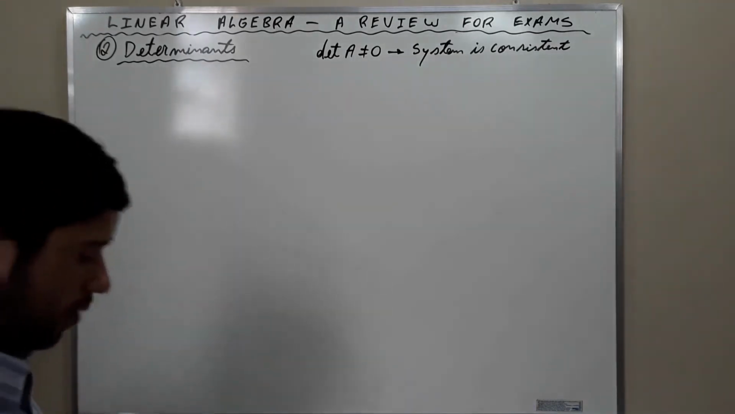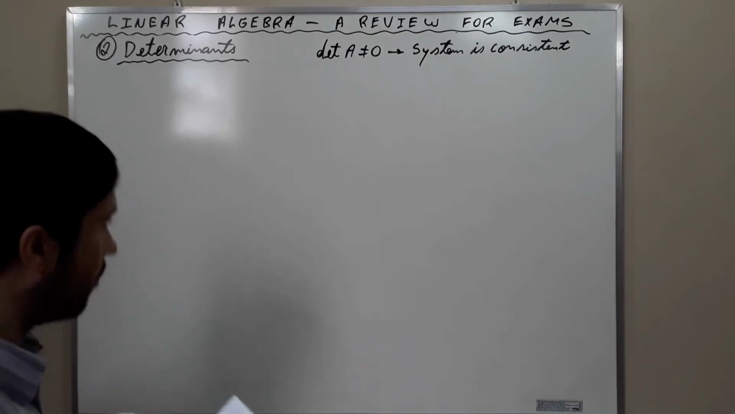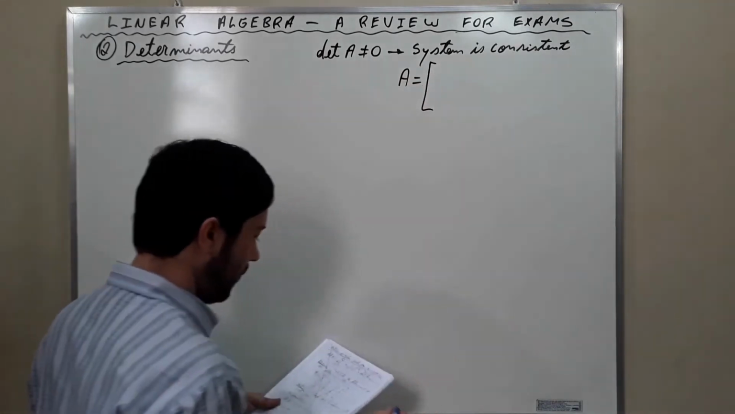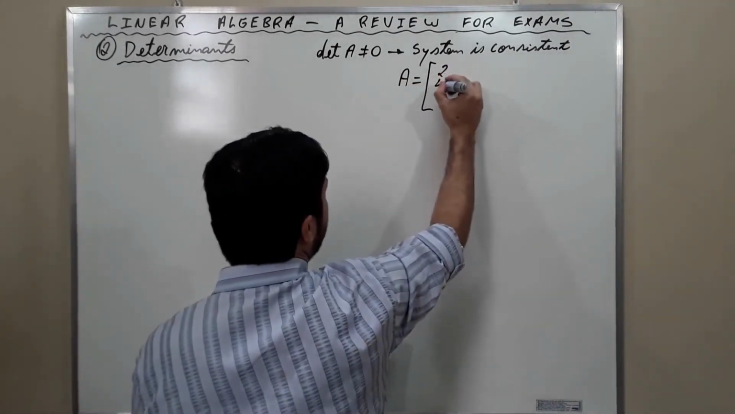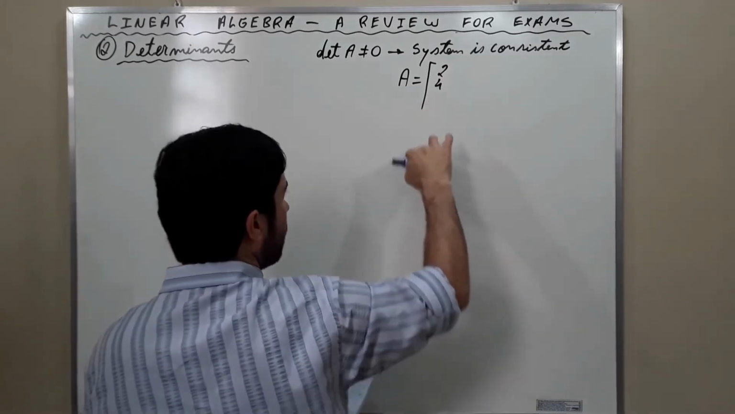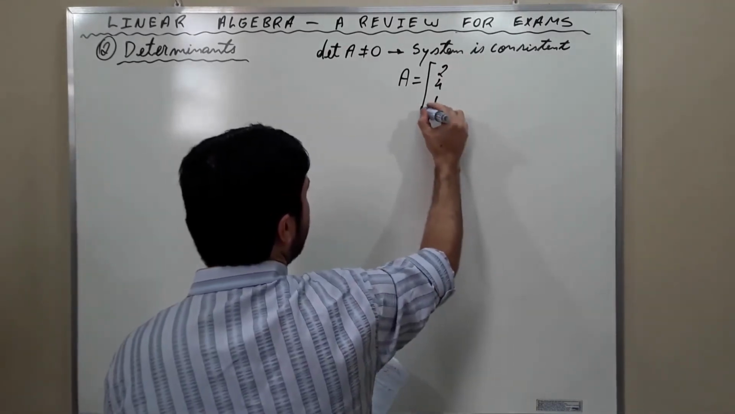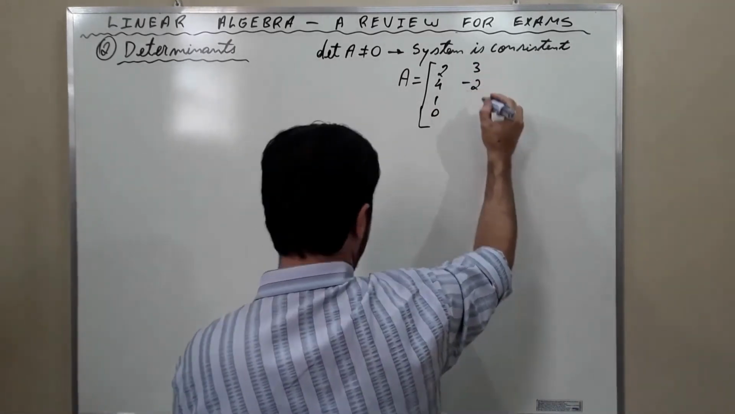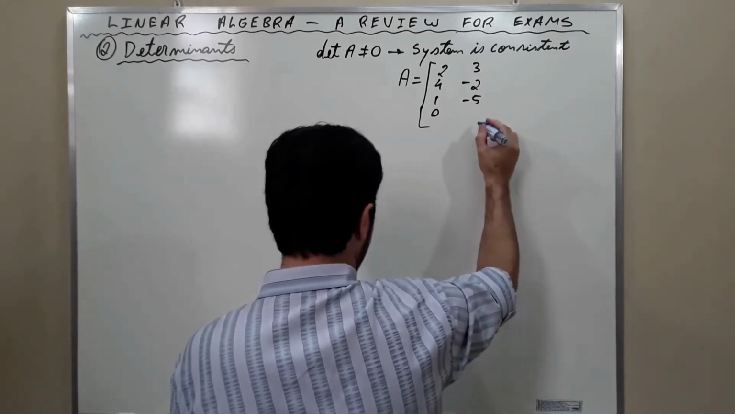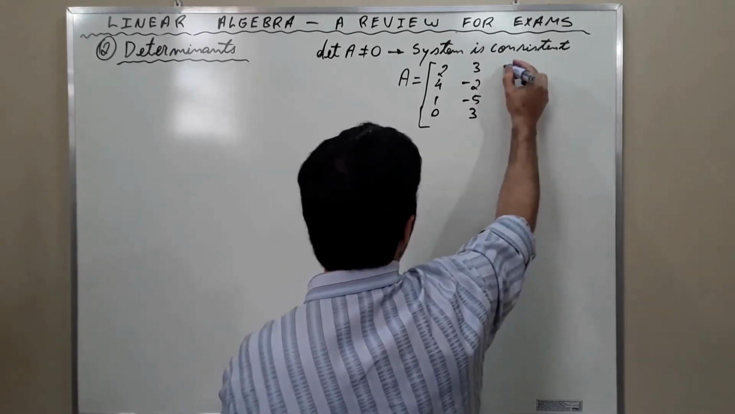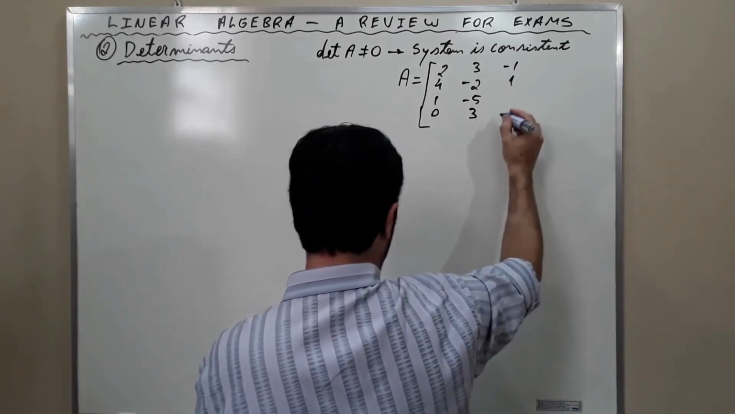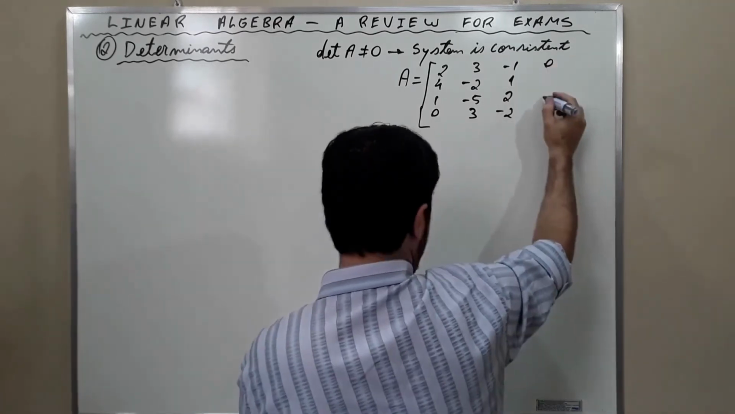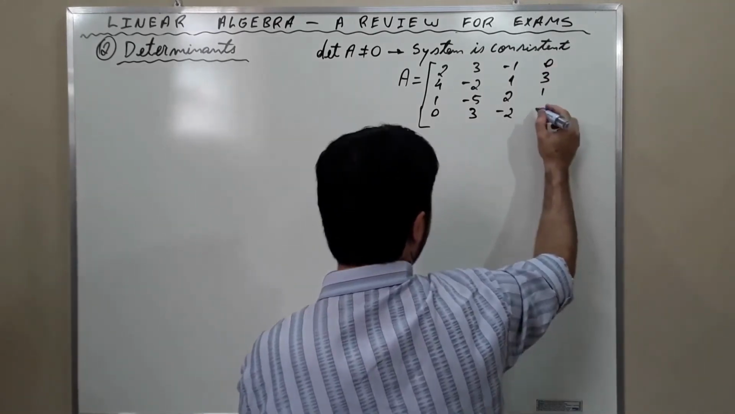Let's use an example. Let's use this matrix here. 2, 4, 1, and 0. 3, -2, -5, and 3. -1, 1, 2, and -2. 0, 3, 1, and 6.